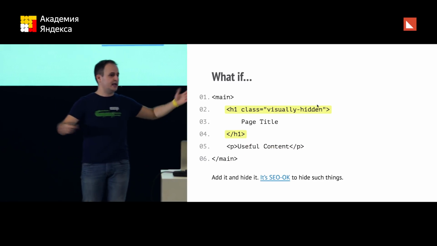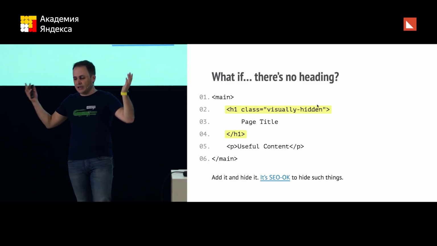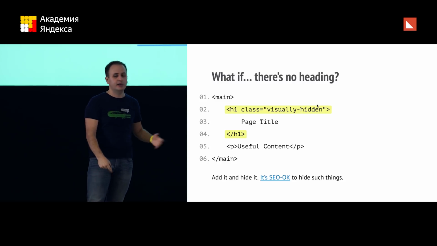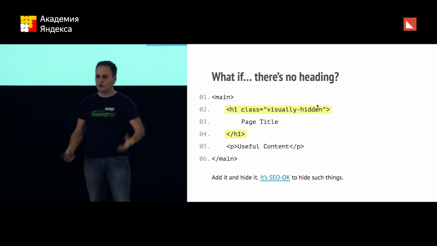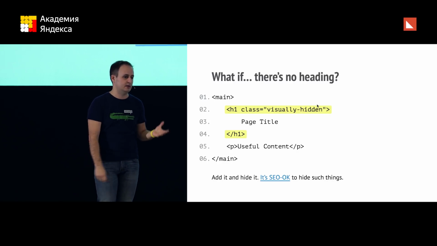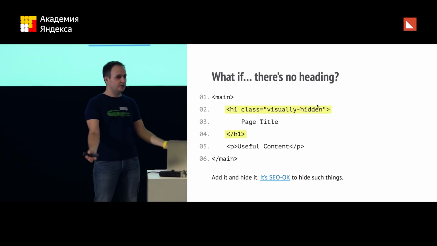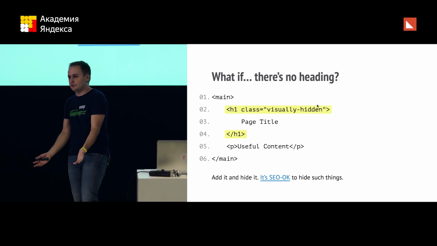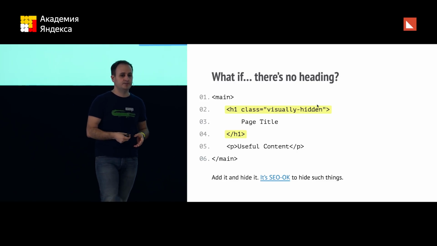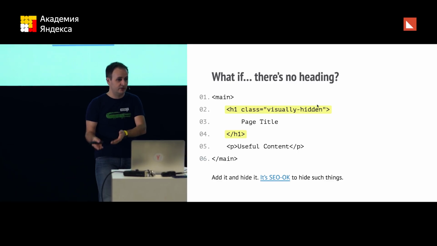And what if there's no heading in your design? What if there's no heading and the designer thought that a heading is a useless thing because it's just obvious what's going on here? You look at this interface and it's obvious. But sometimes there's no way to look at the interface. Sometimes you're Google, you know? Sometimes you're a blind person. You have to understand what's going on here without looking at the interface. So please add headings and hide them if you don't have them.